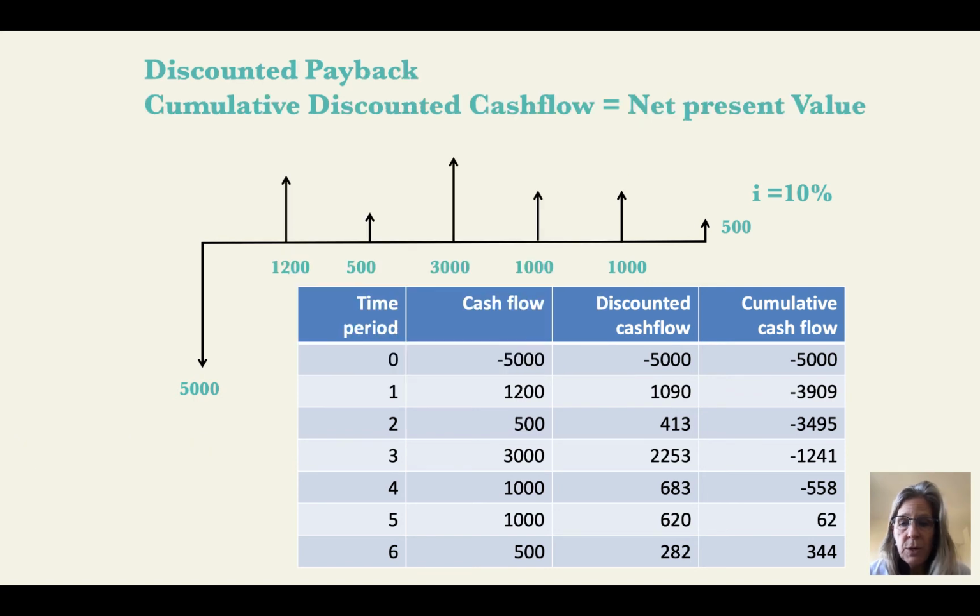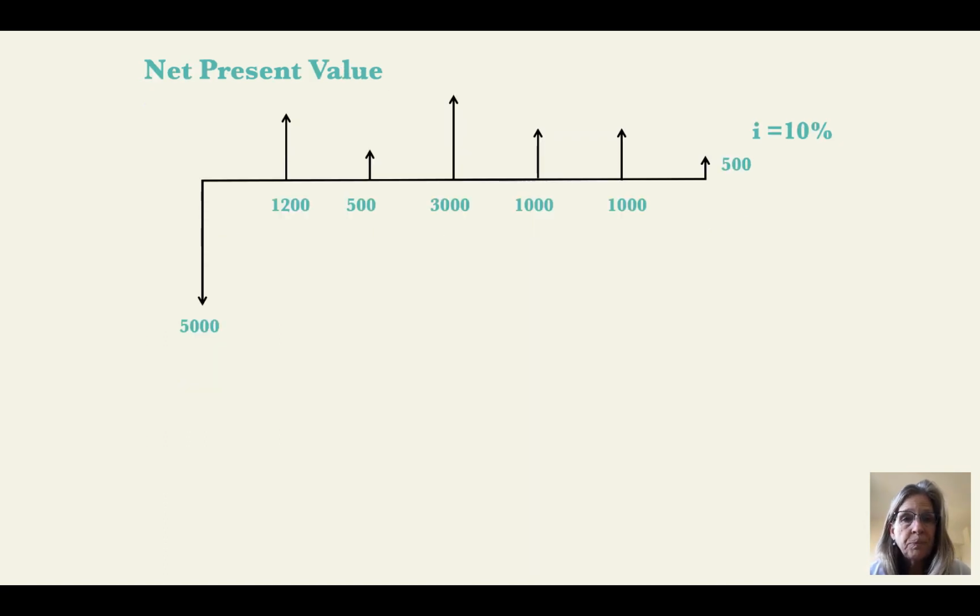One thing I want you to notice is that in this cumulative present value of cash flows, the answer is 344. The net present value is 344 at the end of the project. This is exactly the same calculation that we do when we do net present value. Now, we're going to talk about that.